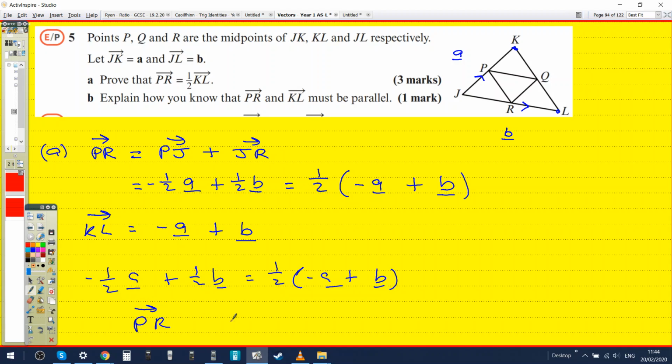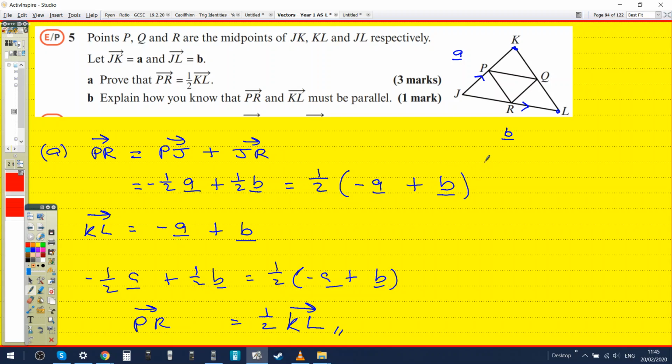This is a half. And what is this the same as? PR. No, minus A plus B. Oh, B minus A. Yep, but in terms of big letters, where did this come from? That'll be KL. Yeah. And that's what we had to show. So just get PR, just get KL, and factorize out the half to show that those are equal. Any questions there?